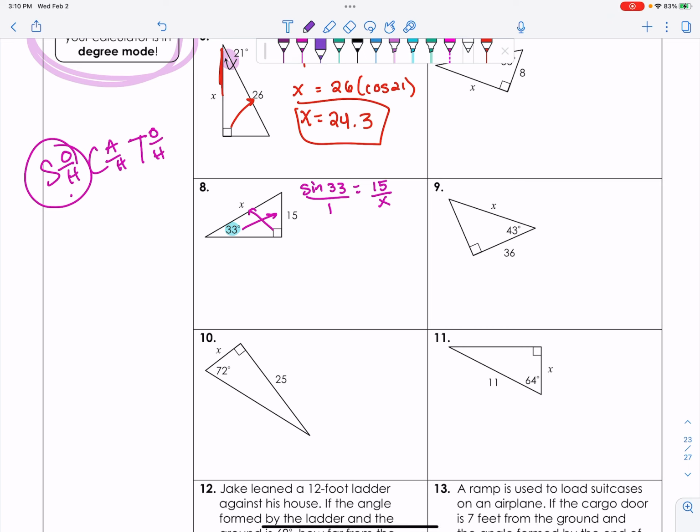This time, I'm going to have x times the sine of 33 is equal to 15. I want just x, so I need to divide both sides by the sine of 33. That's going to leave me with x equals 15 divided by the sine of 33. We can put that directly into our calculator as is, and we will get 27.5 as our answer. So we're still cross multiplying, we're still solving for x.